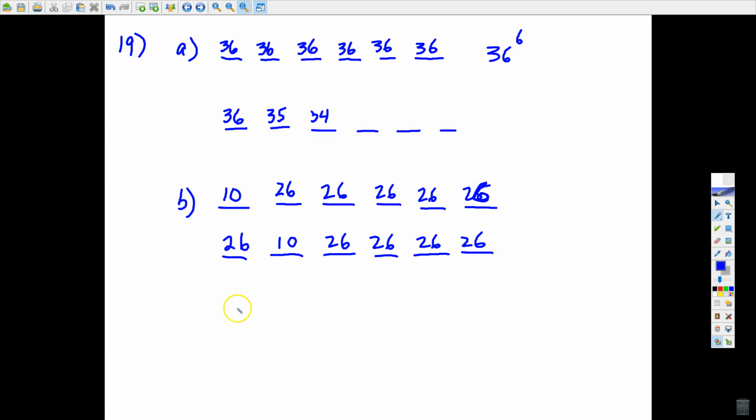All right, so that's your assignment, and once we go through this and talk about it, we're ready to go back to lesson 4.2 and talk about the binomial theorem. If you have any questions, let me know.